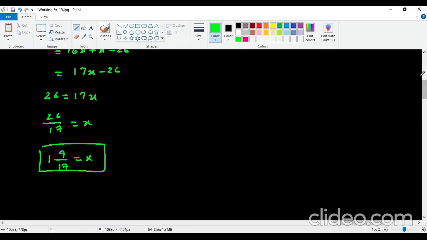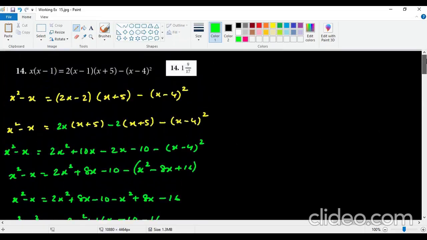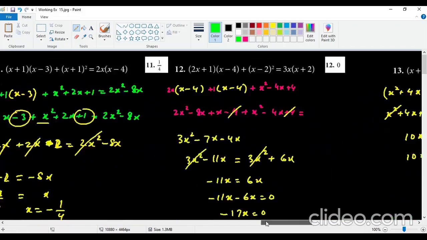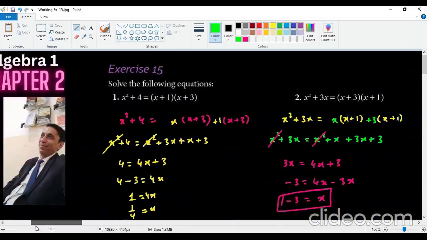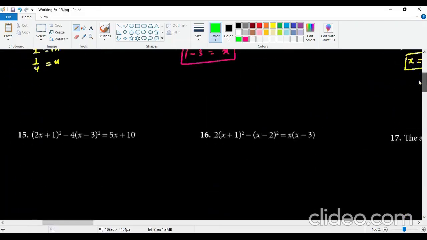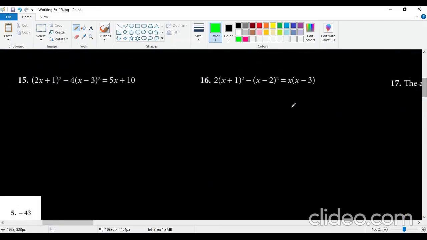Moving on to question number 15. I believe question number 15 is down somewhere here. Yes, we have enough space to solve these questions.